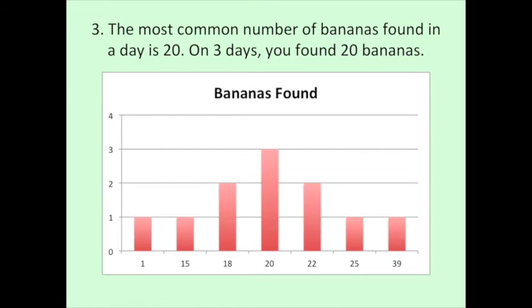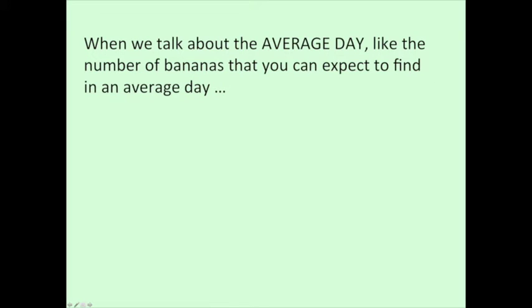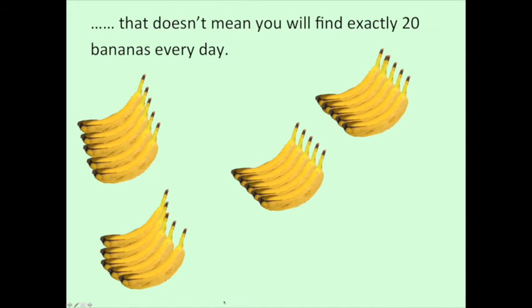The most common number of bananas found in a day is 20. On 3 days, you found 20 bananas. There's 20, 3 days. When we talk about the average day, like the number of bananas that you can expect to find in an average day, that doesn't mean you will find exactly 20 bananas every day.